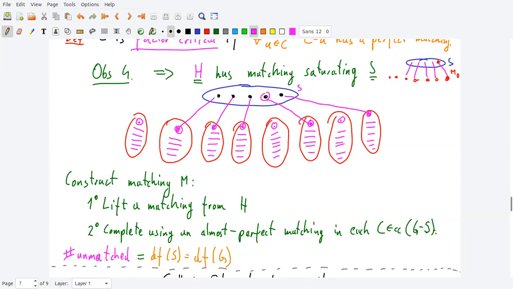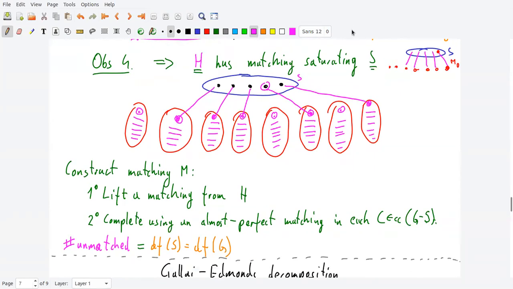So how many vertices in total got unmatched in this matching that we just constructed? Well, exactly those that I was leaving unmatched in those components. And how many of them were there? Well, the number of odd components here minus the size of S, which is exactly the deficit of S, which is the deficit of G, because I chose S to be a set of maximum deficit. Good. So this completes the proof of the Tutte-Berge formula, because we have just found a large enough matching in G.